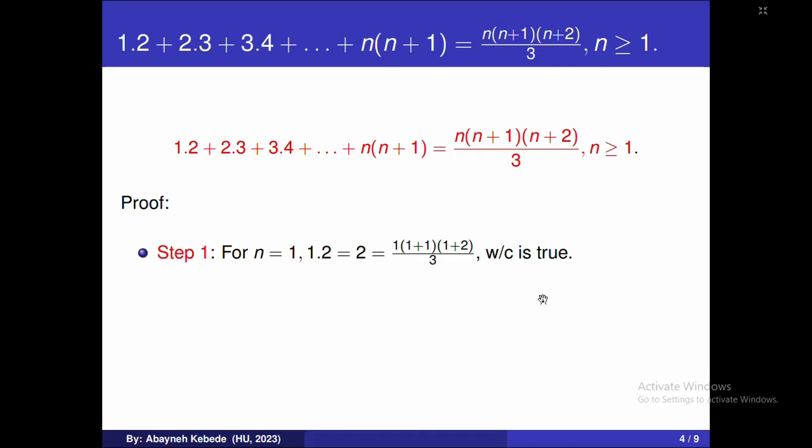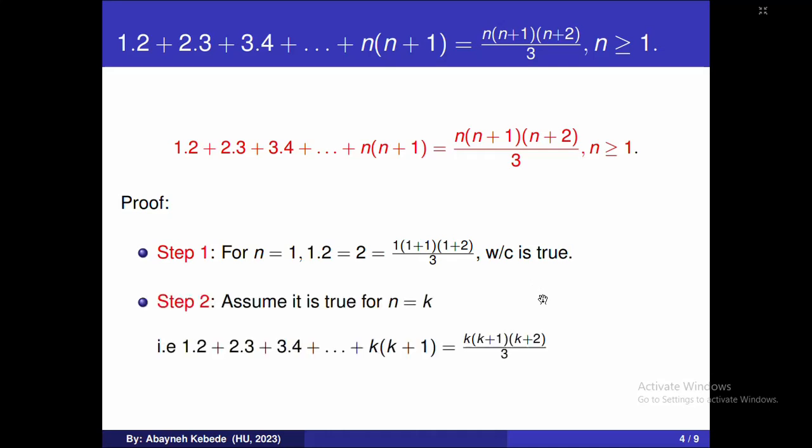The next step is the assumption. Assume that it is true for n equals k. That means substituting n by k, we have 1 times 2 plus 2 times 3 plus 3 times 4 plus ... plus k times (k plus 1) equals k times (k plus 1) times (k plus 2), the whole over 3. This is the assumption part.